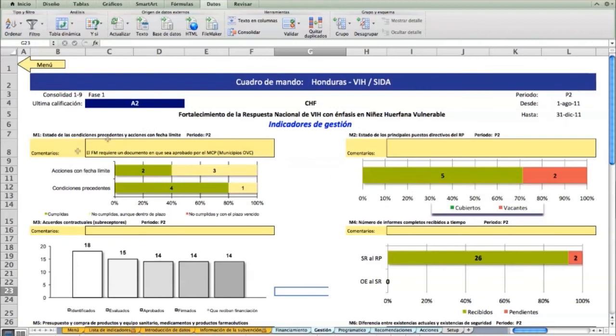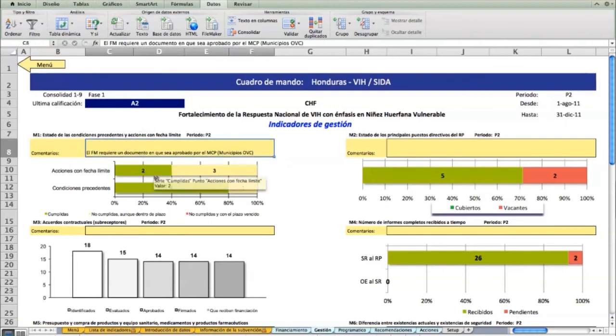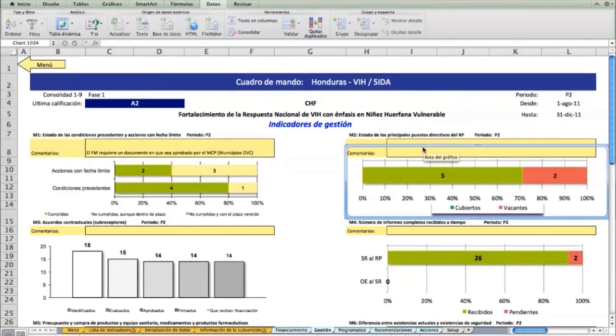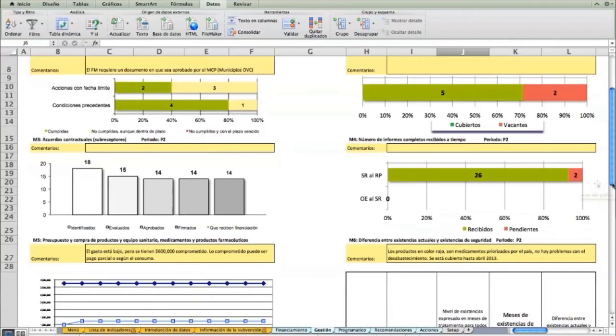Graphically, we can see this, just like in the financial part. In the first graph, we have highlighted in green those previous conditions that have already been met, and in yellow, those that are about to be completed. Same as with the actions that have expiration dates. In the second indicator, we can see a graph that shows how many people or how many positions have been filled and how many are still pending hiring.